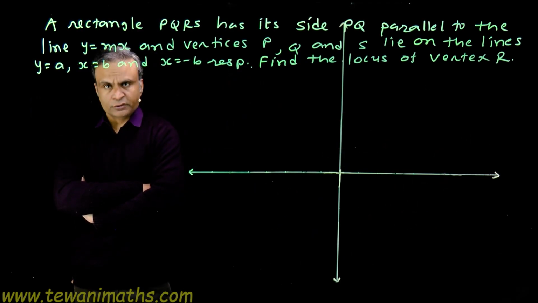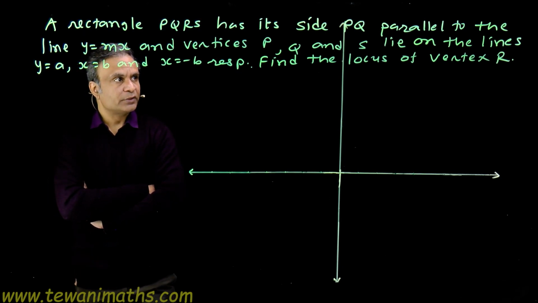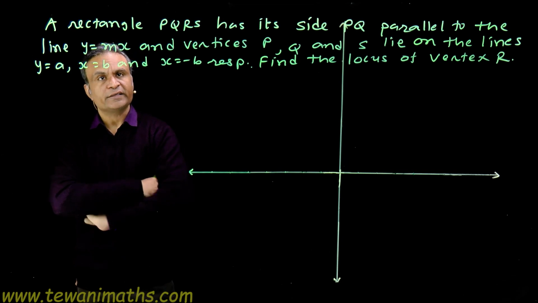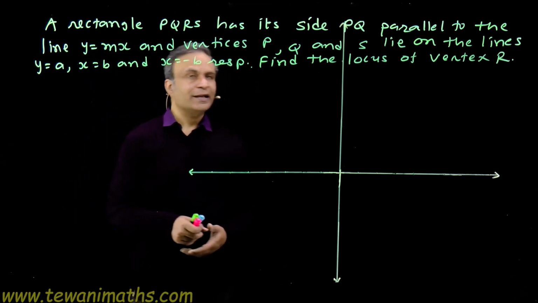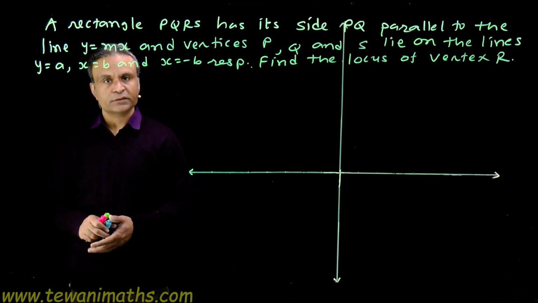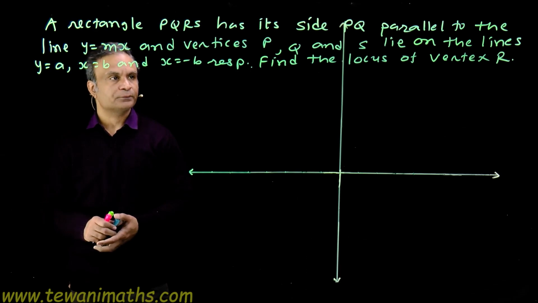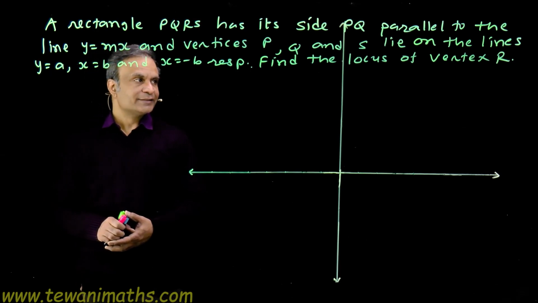Okay, now we have this question for you. A rectangle PQRS has its sides PQ parallel to the line y equal to mx, and vertices P, Q and S lie on the lines y equal to a, x equal to b and x equal to minus b respectively. Then find the locus of vertex R.